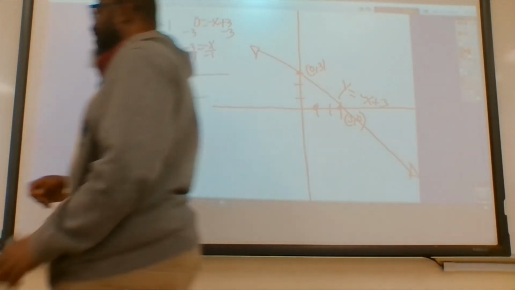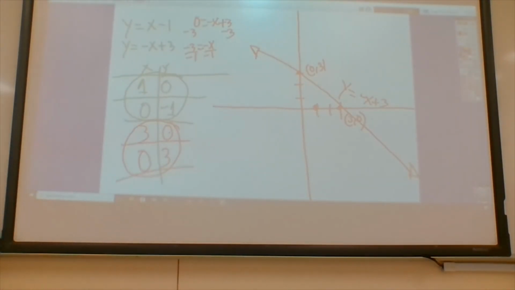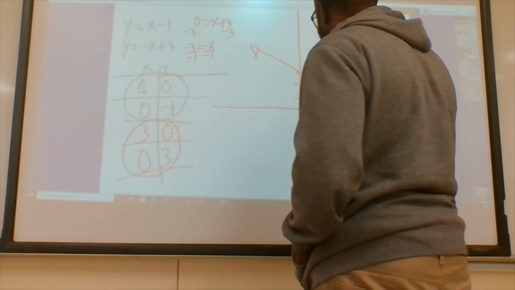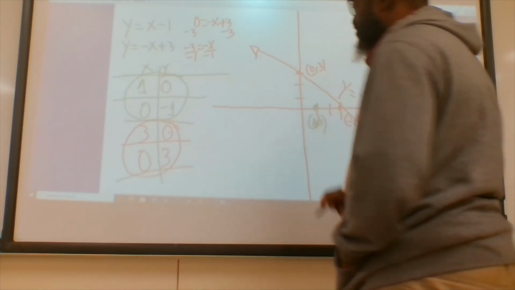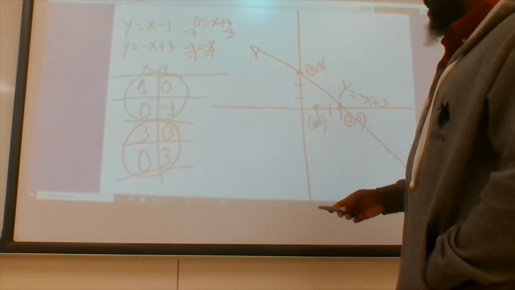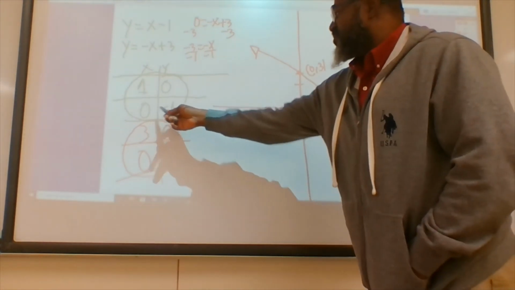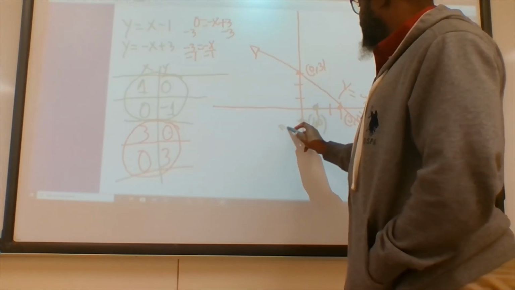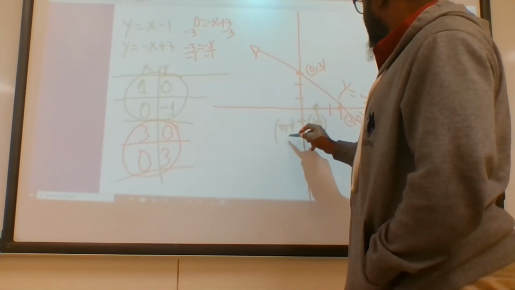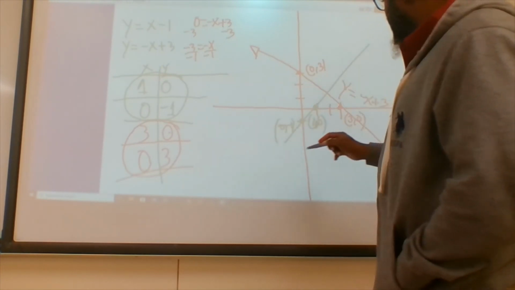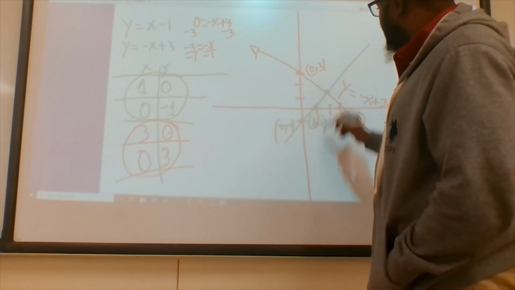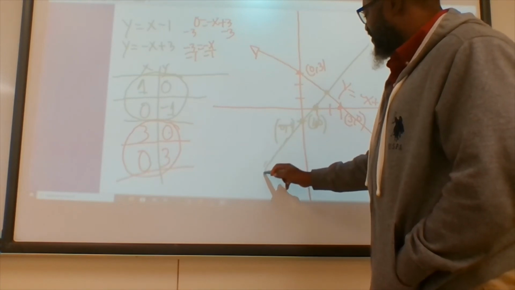That will be 1, 0. The other one is 0, negative 1. Then you go 1 unit down. That's 0, negative 1. Then you connect this, and this is telling you the solution of the system. This is where it will satisfy both points.